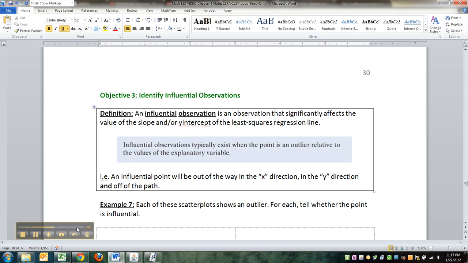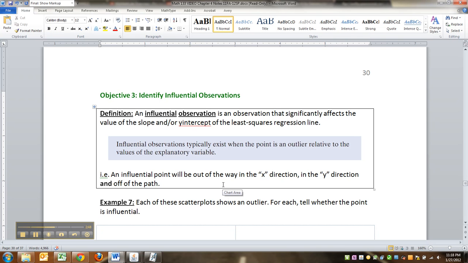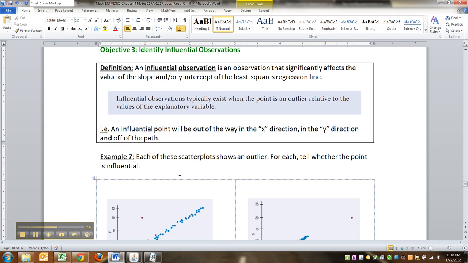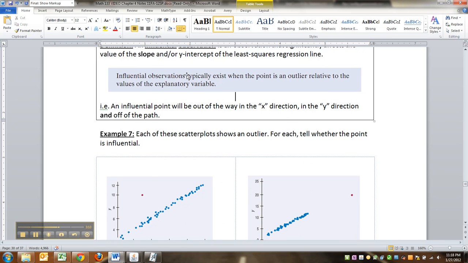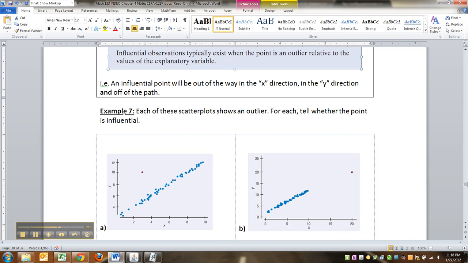What about influential observations? An influential observation is an outlier, but it's a special kind of outlier. It's an outlier that would greatly affect the slope and/or the y-intercept of the least squares regression line. In particular, the slope. We're really interested in that. Okay. An influential point will be far away in the x direction, the explanatory variable direction, which is what the blue box says. But it also kind of wants to be off the path. So when you look at your points, they kind of form a path. And if the point that is an outlier is kind of on that path, then that's not really influential.